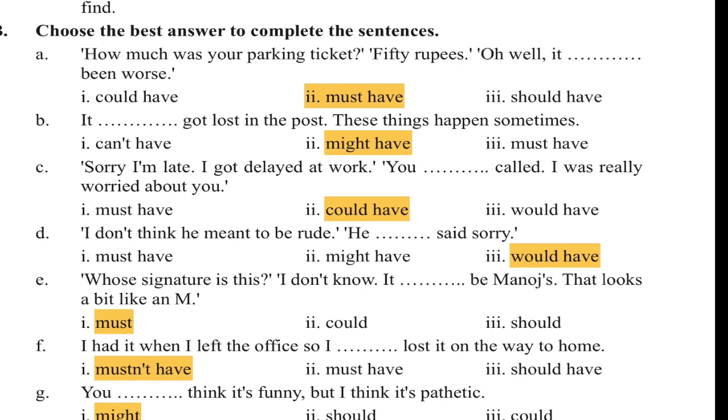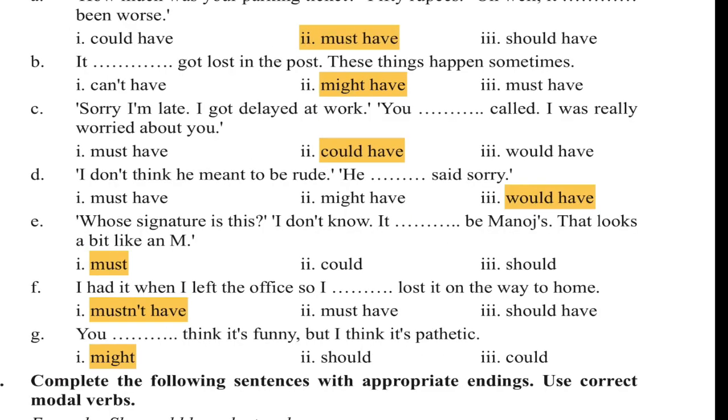Number D, I don't think he meant to be rude. He would have said sorry. Here you don't believe that he would be very rude, right? So here your answer is would have. He would have said sorry. This is a past action which you don't really believe in. Number E, whose signature is this? I don't know. It must be Monroe's. That looks a bit like an M. So here the answer is must. The reason is that you strongly believe it, so your answer would be must here.